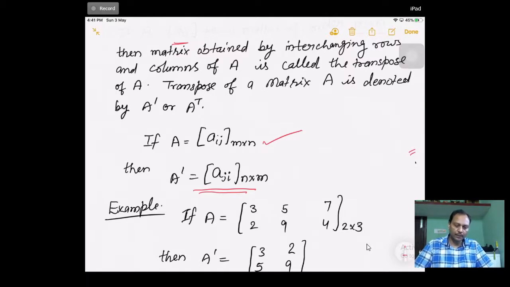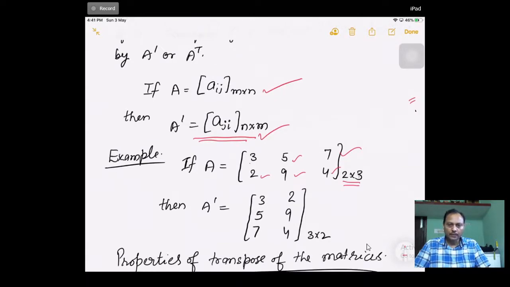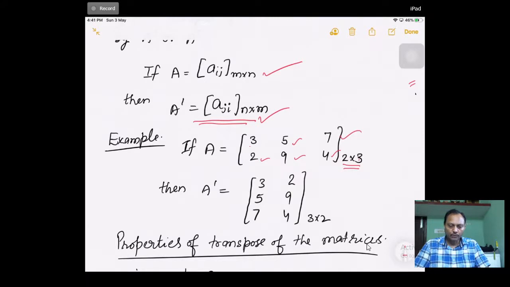Now one example is here. If matrix A equals, the elements of the first row are 3, 5, 7, and the elements of the second row are 2, 9, 4. This matrix is of order 2 by 3. Now the transpose of this matrix will be, the first row was 3, 5, 7, so it will become the first column 3, 5, 7, and the second row becomes the second column 2, 9, 4.